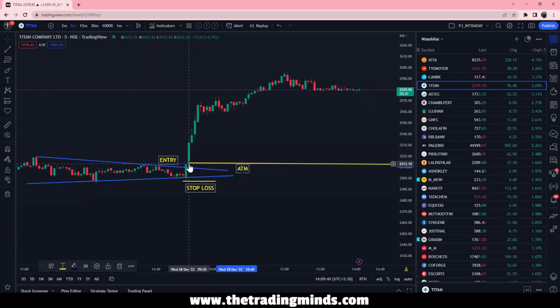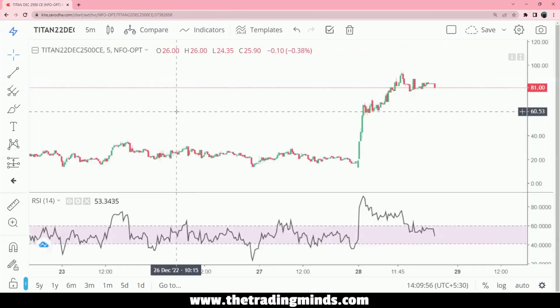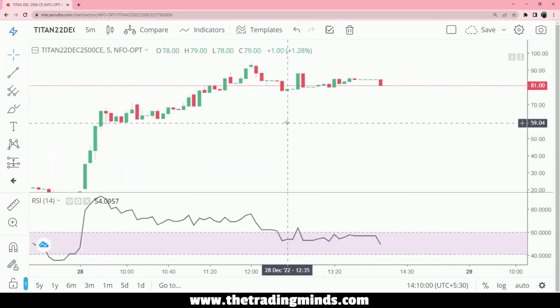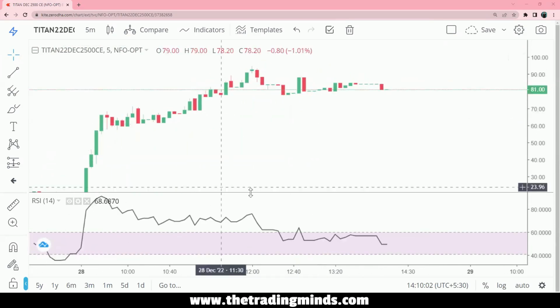If you see here, 2,513 was the price running. So at that point of time, if I have to take a trade, I will be taking 2,500 CE. Let me open the option chart of 2,500 CE for you. So this is the option chart of 2,500 CE. How to open it?